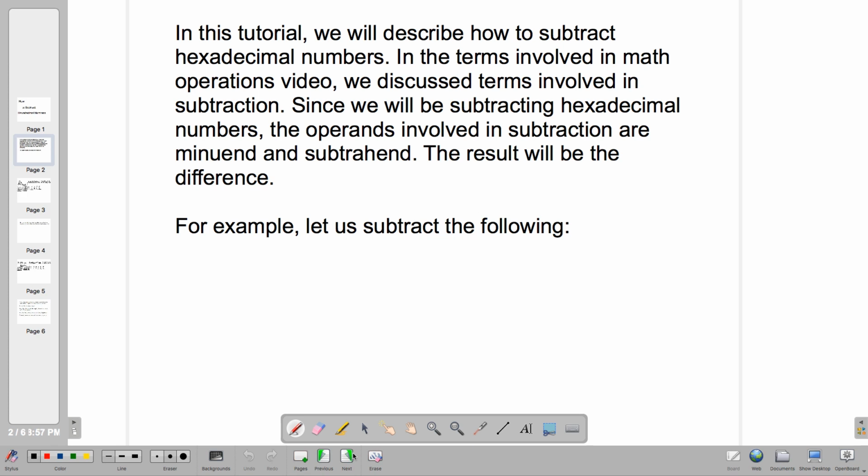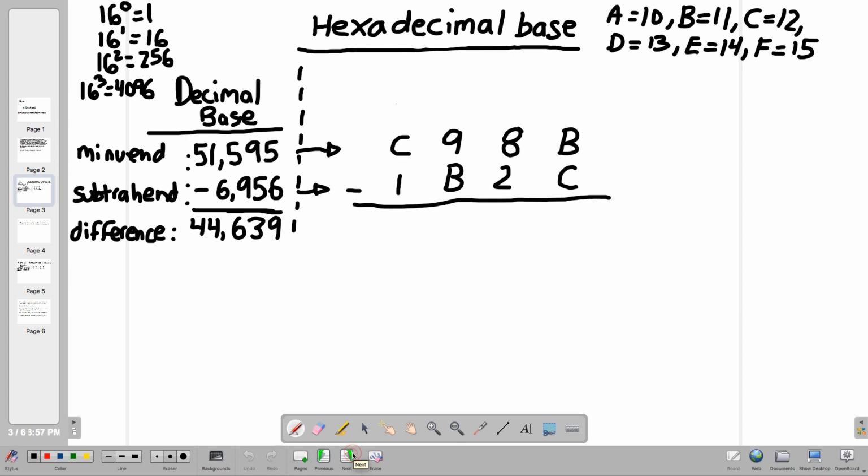For example, let us subtract the following. With subtraction, once again, we have the terms minuend, subtract the subtrahend, and it will produce a difference. For this example, in the decimal base, we have the value 51,595, and we're going to subtract the value 6,956, and this will produce a difference of 44,639.